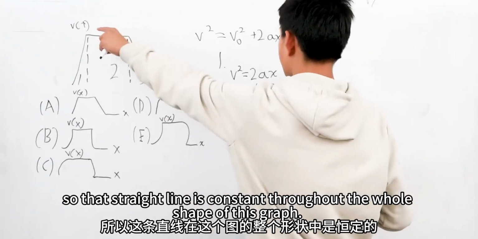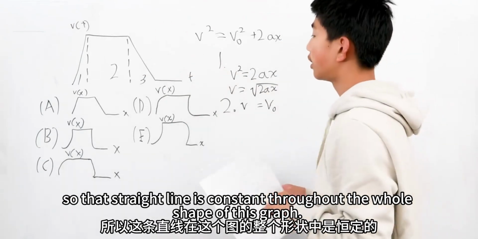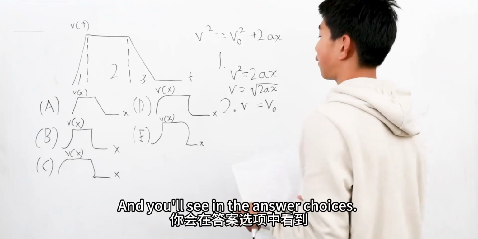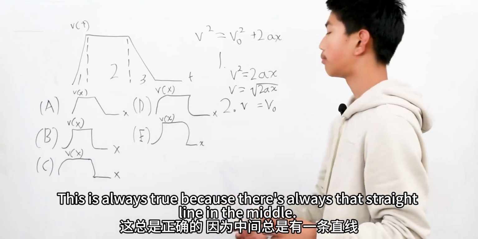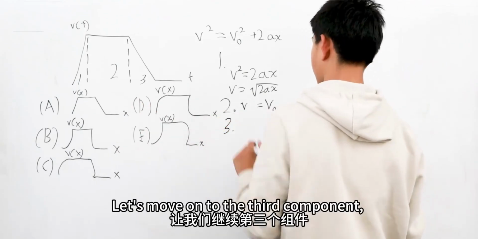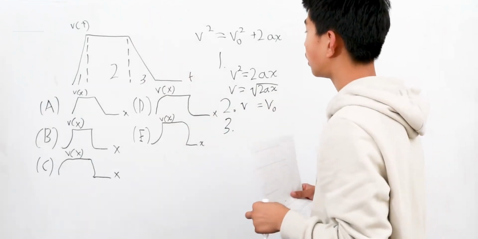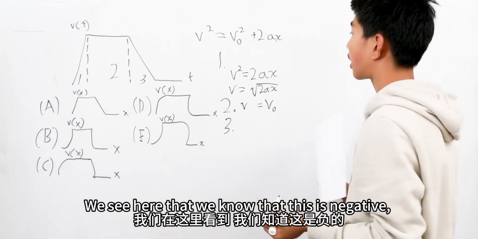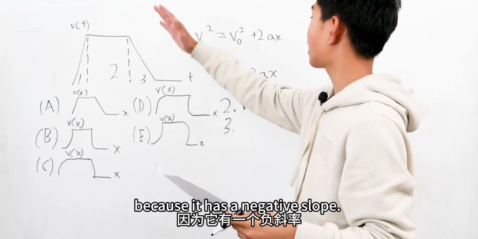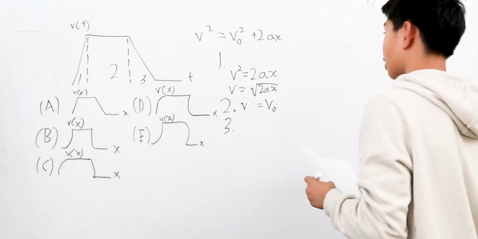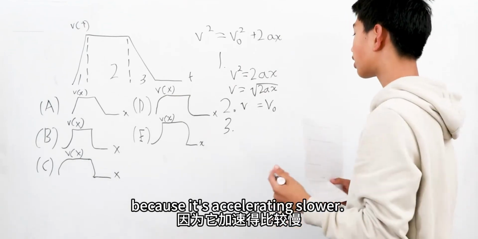That straight line is constant throughout the whole shape of this graph, and you'll see in the answer choices, this is always true because there's always that straight line in the middle. Let's move on to the third component, this sliding down. Well, we know that this is negative because it has a negative slope. So this part has to be negative because it's accelerating slower.